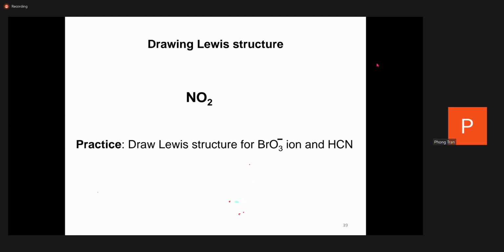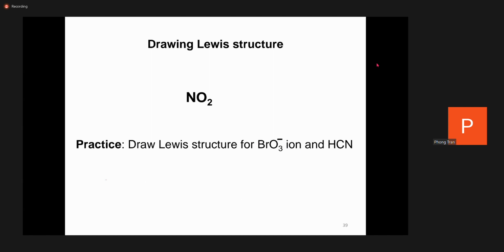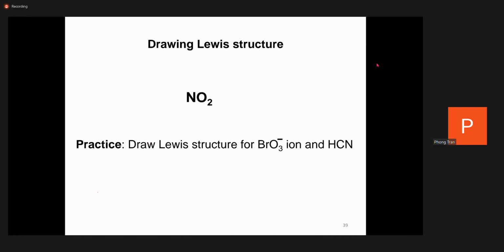Okay. So first, recall the 5 steps. First, you calculate the total number of valence electrons in the molecule or ion that you have. Second, you put the atom with the lower electronegativity in the center, and you put all the remaining atoms around it. You first try to link the surrounding atoms with the central atom through single bonds, and each single bond equals 2 electrons. And then you try to satisfy the surrounding atoms with 8 electrons.